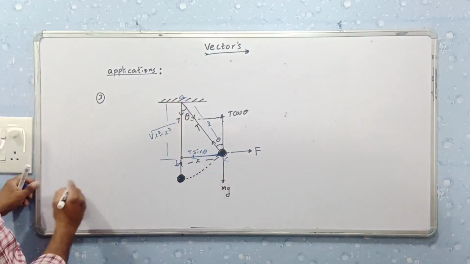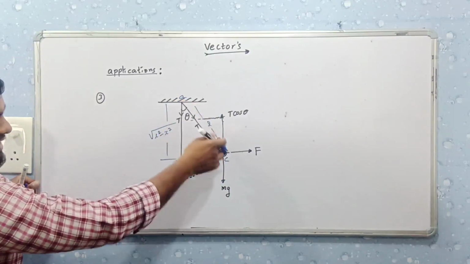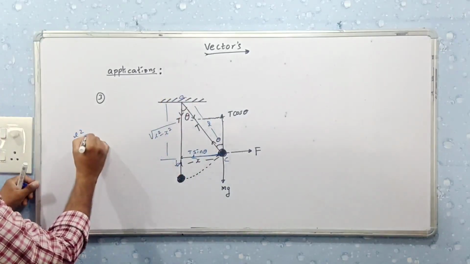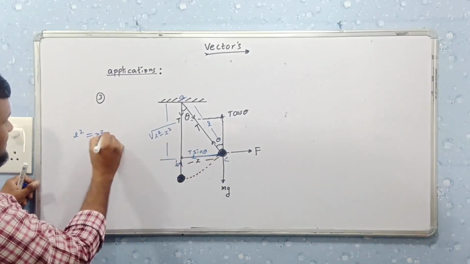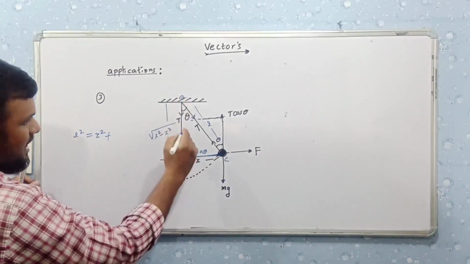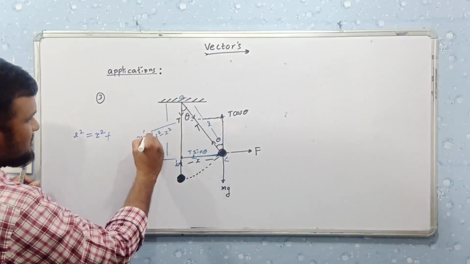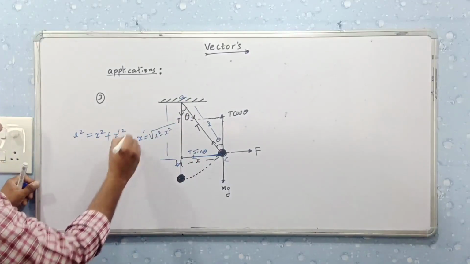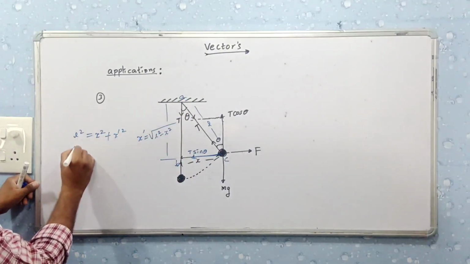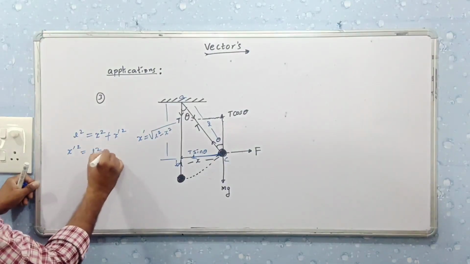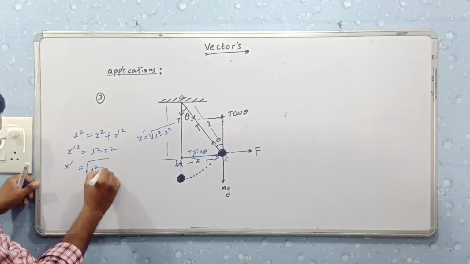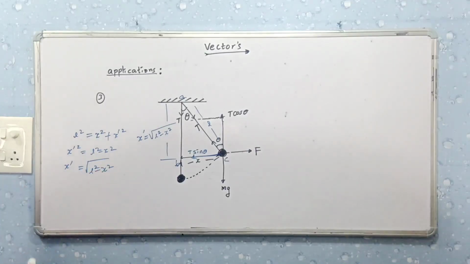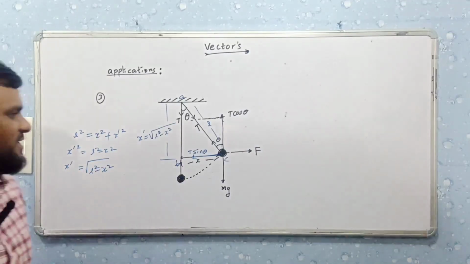In triangle ABC, the hypotenuse is L. Hypotenuse square is equal to side square, one side we took as x, x square plus another side, let's say x dash, x dash square. Now here x dash square is equal to L square minus x square, or x dash is equal to root over L square minus x square. Understand?